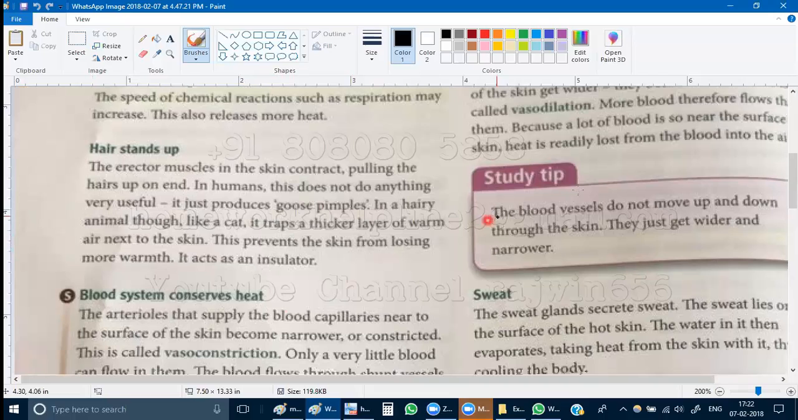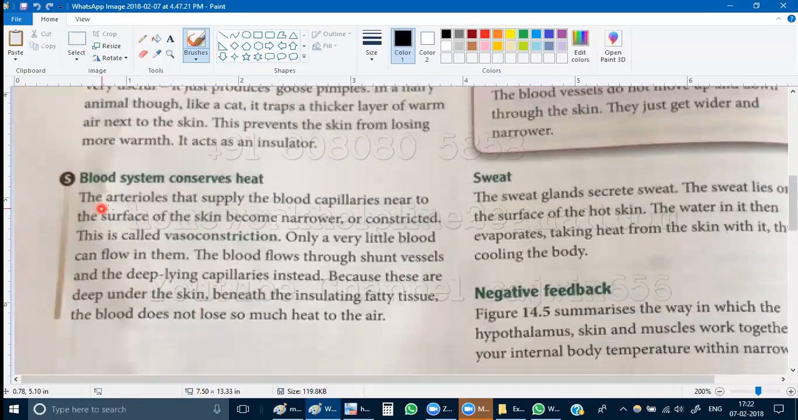What is happening to the blood system, that we will also see. The arterioles that supply the blood capillaries near the surface of the skin become narrower, or constricted. This is called vasoconstriction. So less blood will be flowing near the surface. Only a very little blood can flow in them. The blood flows through shunt vessels, parallel vessels which are deep-lying capillaries, instead. Because these are deep under the skin, beneath the insulating fatty tissue, the blood does not lose so much heat to the air. So less blood flows at the surface and less heat is lost.